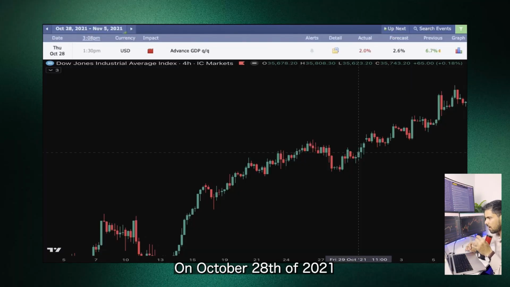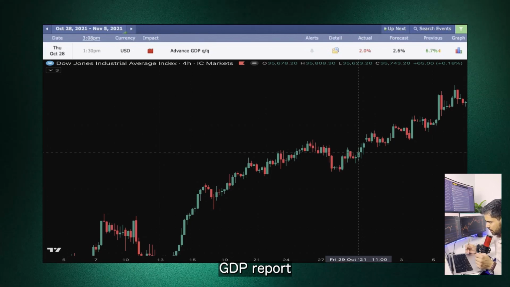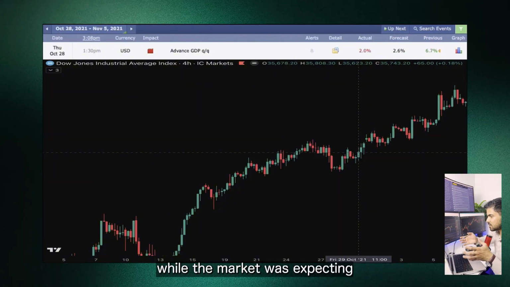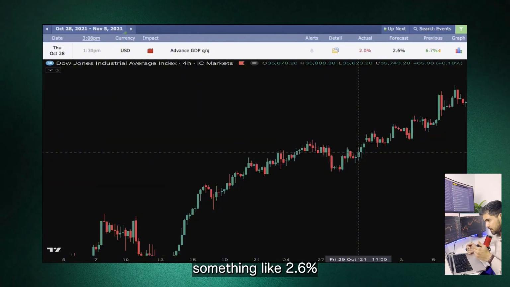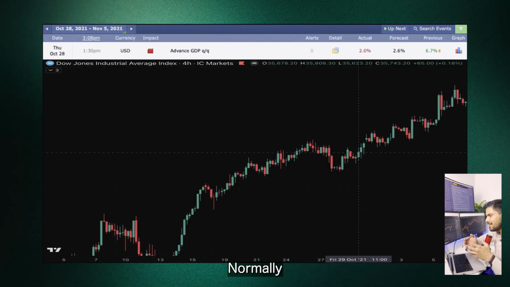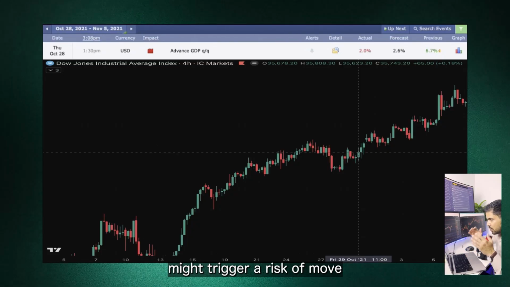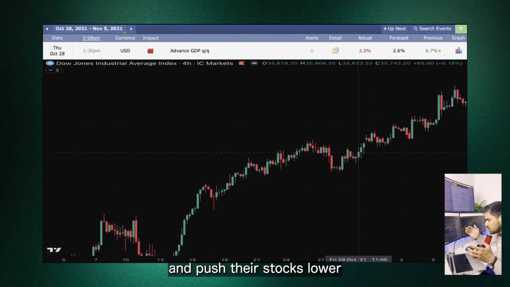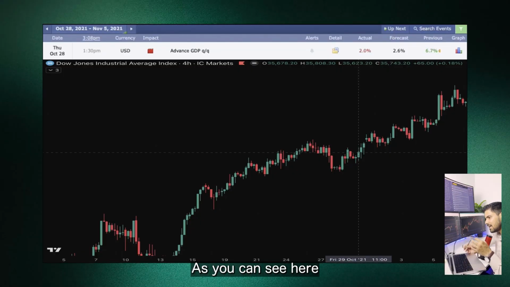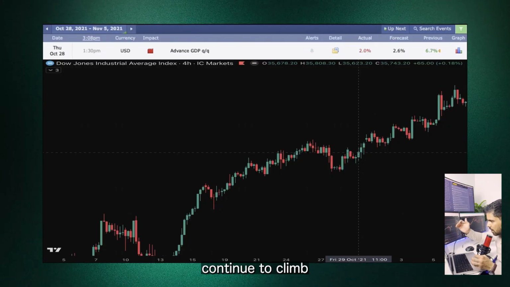Now let's look at a real example. On October 28th of 2021, the US released its advanced GDP report. Actual GDP growth came in at 2%, while the market was expecting something like 2.6%, as we can see on the top of the slide. Normally, unexpected GDP numbers, as we thought on the previous slide, might trigger a risk-off move and push the stocks lower. But that's not what happened in 2021. As you can see here, both the S&P 500 and Dow Jones continued to climb.